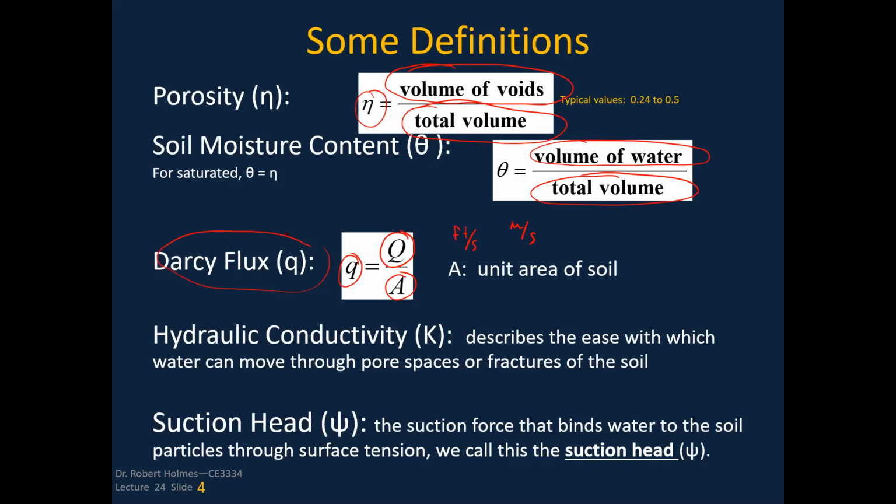Hydraulic conductivity describes the ease with which water can move through the pore spaces or the fractures of the soil. Obviously, tighter soils like clays are going to have a lower hydraulic conductivity, or ability to allow water through their pore spaces, than something like a sand substrate would have. There's another concept we need to talk about, which is suction head, and that's the suction force that binds water to the soil. When the soil is drier, it has a suction capability, where not only is gravity driving the flow down through the soil column, but you also have this suction force that pulls the water through.